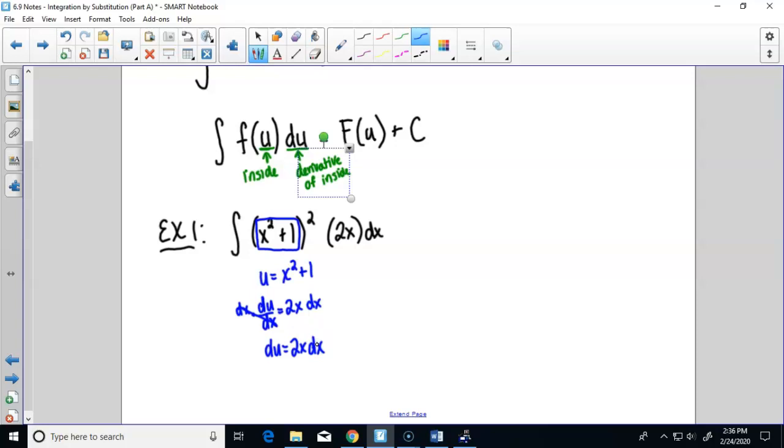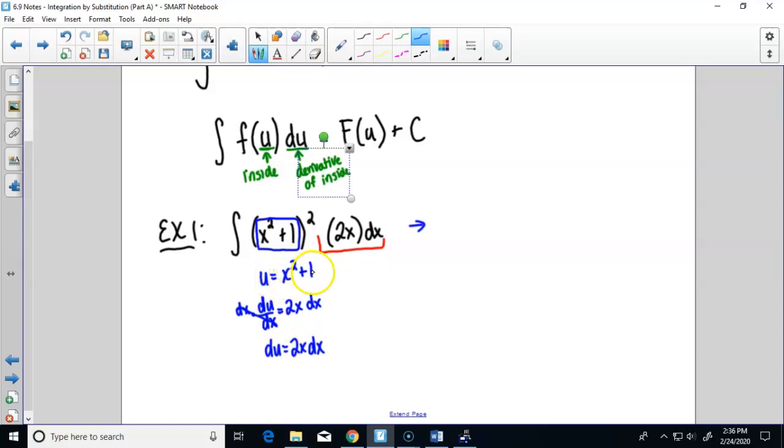Now, this is convenient because if you look right here, we've got a 2x dx. So, this is how we are going to integrate these problems. We are going to use substitution. A lot of times you'll hear me call this u substitution or u du substitution. But we're going to use substitution.